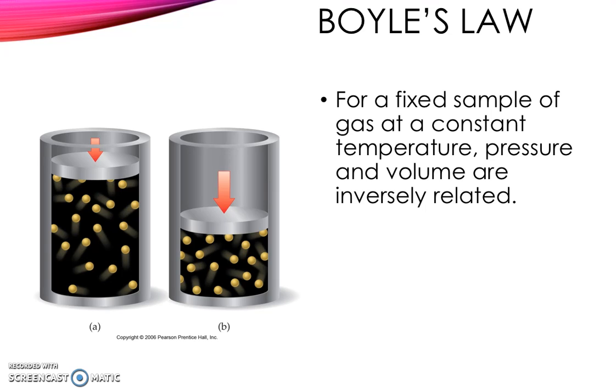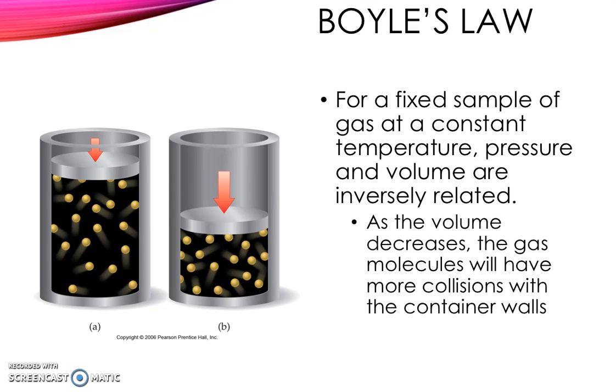I've got a certain number of particles in my container. They're at a fixed temperature, so they're moving at some average speed. When I make the container smaller, I'm not changing the number of particles, and they're moving at the same speed. But because the container is smaller, they're going to collide more frequently with the container walls. And so, as the volume gets smaller, the pressure goes up. There's that inverse relationship that we talked about for pressure and volume.